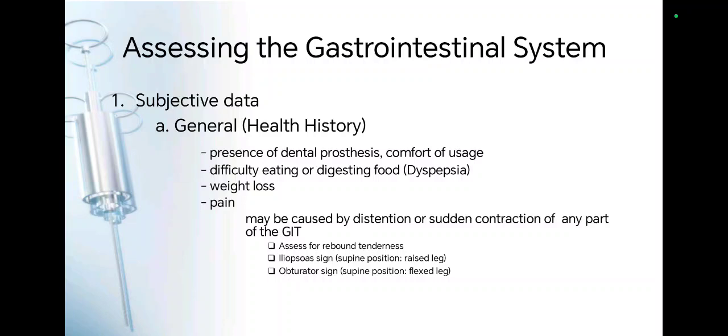Assess for the iliopsoas sign, wherein you ask the patient to raise their leg, and if it's painful in the abdominal cavity, that is your positive iliopsoas sign. Then assess also for obturator sign, where you ask the patient in a supine position, you flex their leg, and if there is a pain in the abdominal cavity, that is a positive obturator sign.